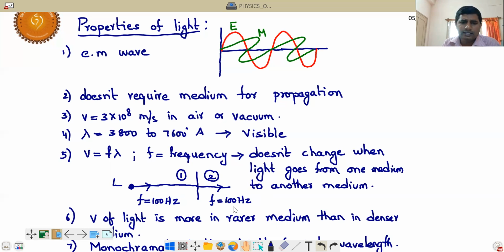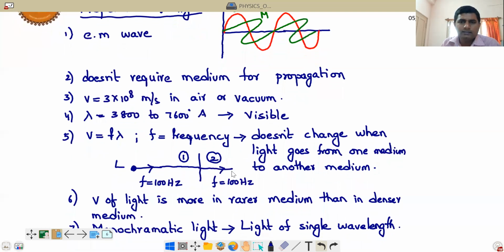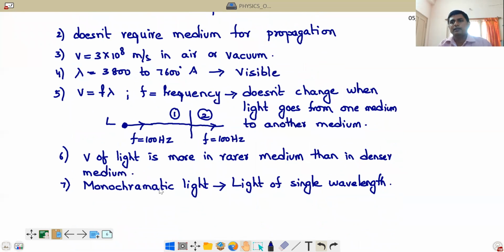Next, the sixth property: velocity of light is more in a rarer medium than in a denser medium. What is a rarer medium and a denser medium? We'll discuss that afterwards. Then, monochromatic light. What is meant by monochromatic light? Light of a single wavelength is called monochromatic light. These properties are very, very important, students.